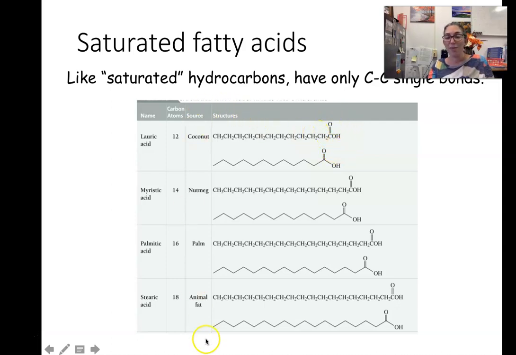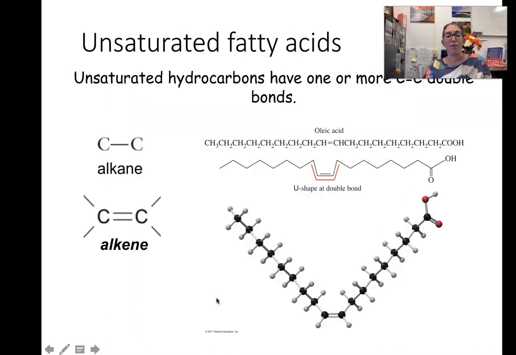And here's a table from the book showing you some common saturated fatty acids that are found in our diet, like myristic acid, which is found in nutmeg, and palmitic acid, which is found in palm oil, and stearic acid, which is found in animal fat. So these are pretty long molecules. Very nonpolar, very long chains of hydrocarbons there.